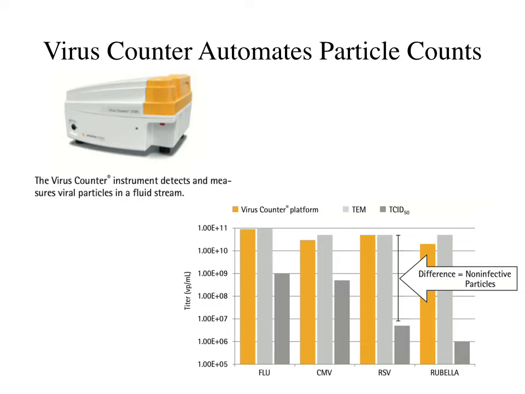So here they took samples of influenza virus, cytomegalovirus, respiratory syncytial virus, and rubella virus. And they compared across these three different platforms. And what they found was that the virus counter results were equivalent to what they found using TEM, using the electron microscopy. But the titers determined by TCID50 were 2 to almost 4 orders of magnitude lower. These results highlight the relative abundance of non-infective particles across multiple virus types.